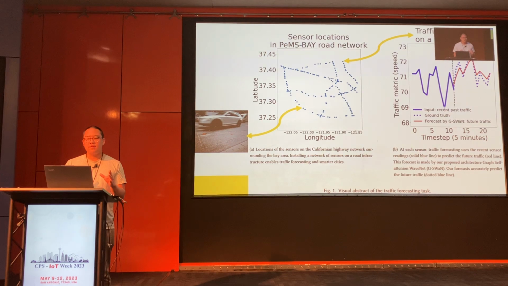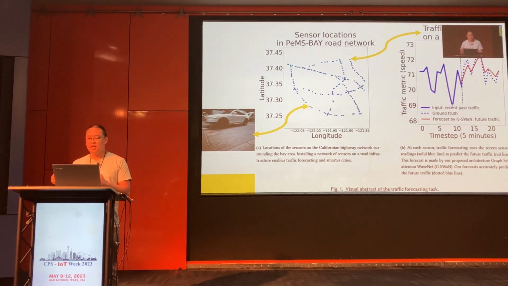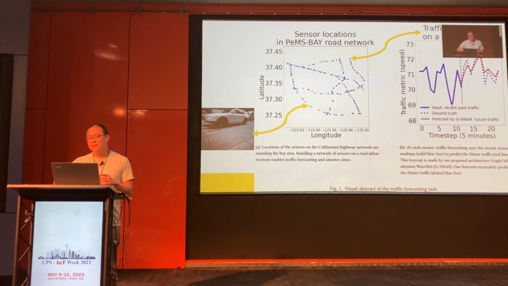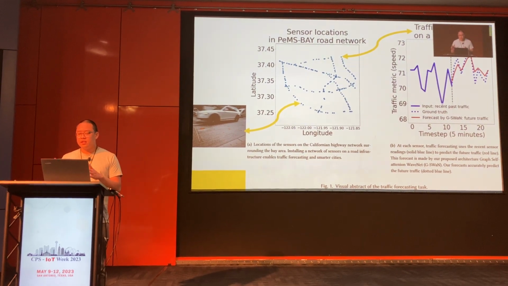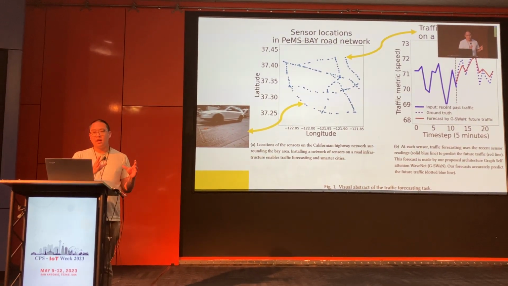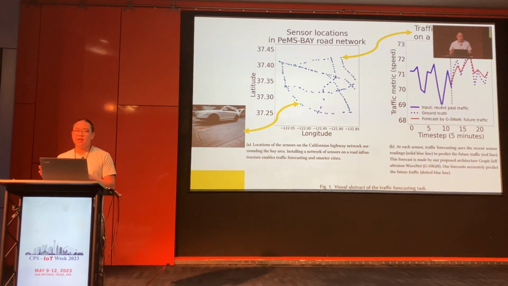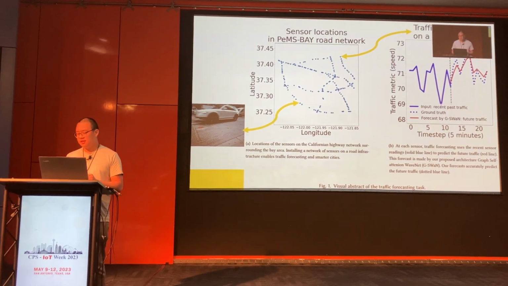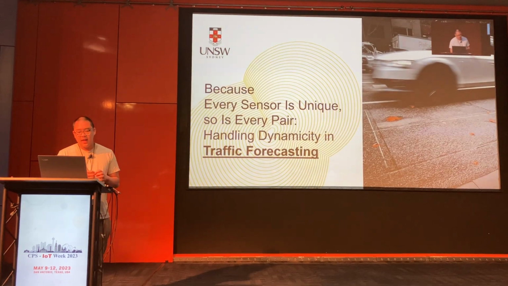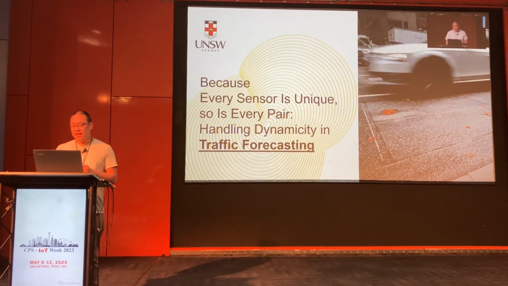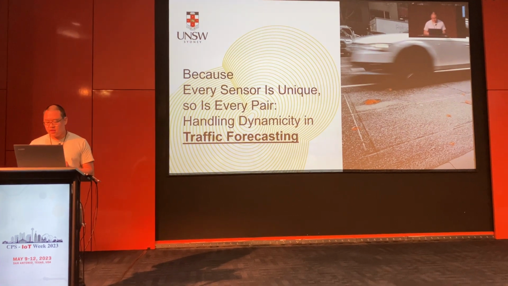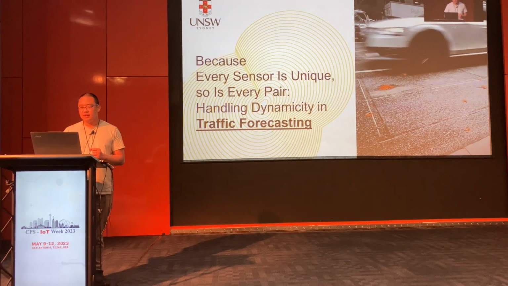So this is what our traffic forecasting task is. It's about multivariate time series forecasting. The idea is we forecast the future. We use the recent past from all the sensors together at the same time in order to forecast the future traffic at every single sensor. And that is, in brief, the traffic forecasting task that we have in hand.